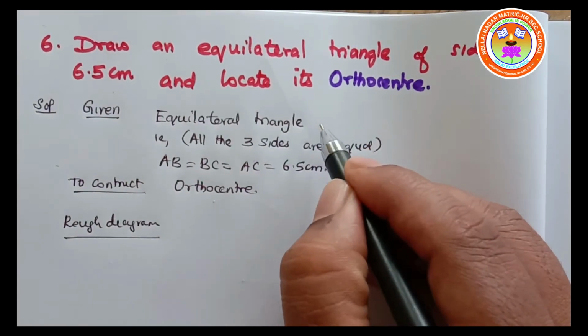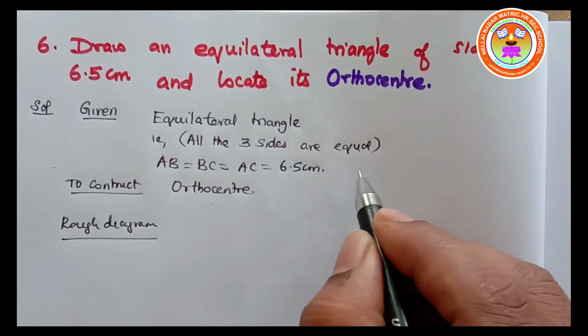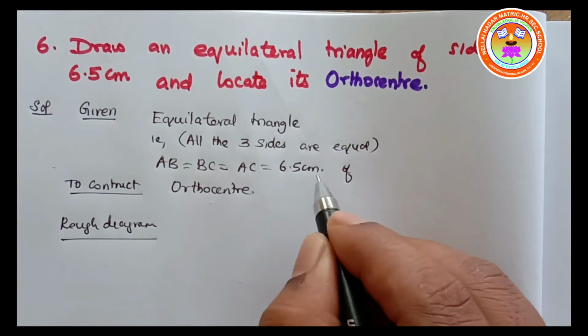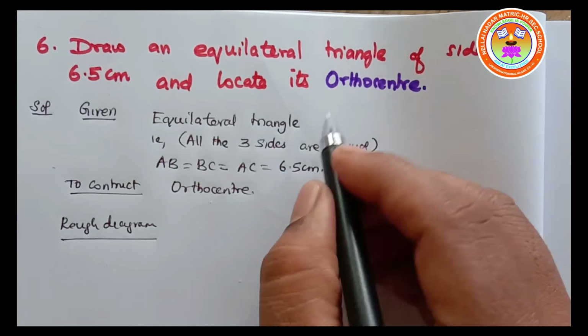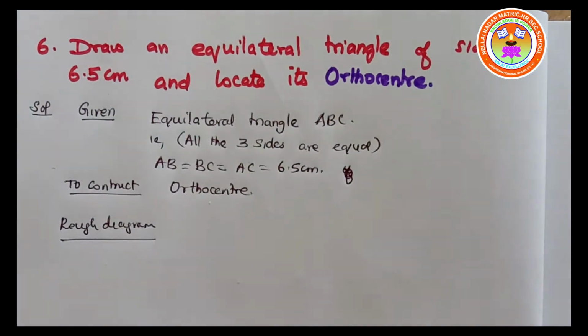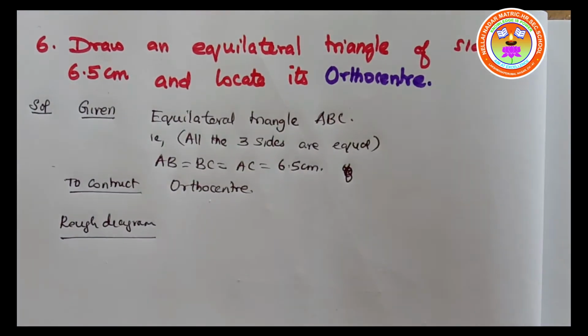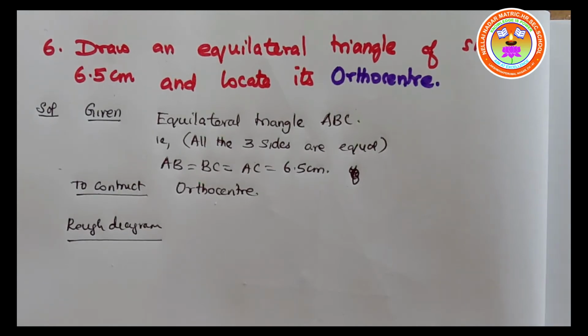You can take equilateral triangle. So, AB, BC, AC are 6.5 centimeter. You can consider equilateral triangle ABC. It's clear, children? You can consider equilateral triangle ABC, right? To construct what? Orthocenter. Now you are going to draw the rough diagram.